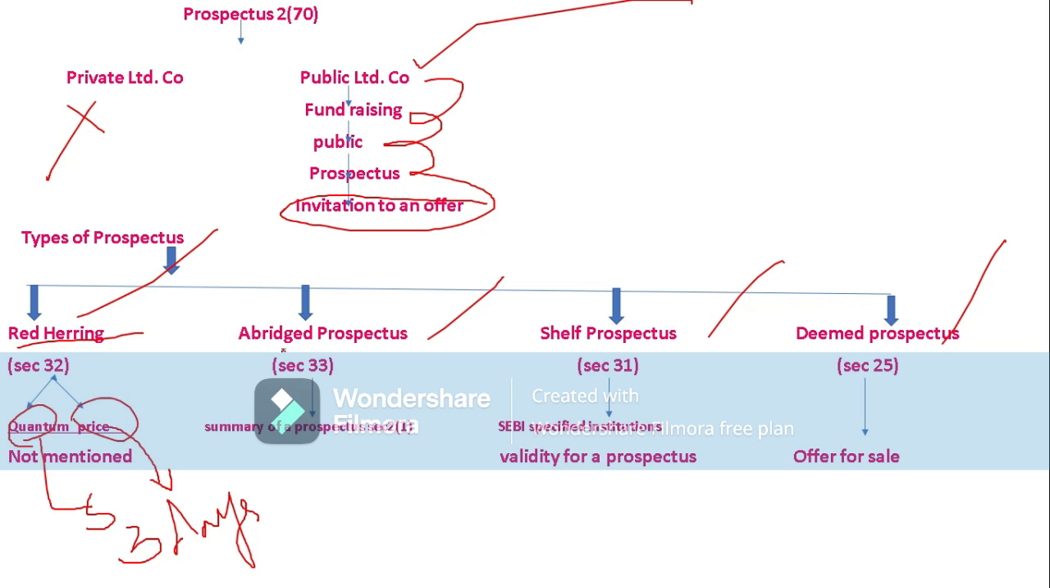So a solution to this problem is an abridged prospectus. That is the reason why the abridged prospectus came into existence. Why? Because retail investors may not have much knowledge regarding the financial aspects as well as the resources. So they may have limited access to this, and may not be competent enough to go through the details in the prospectus.